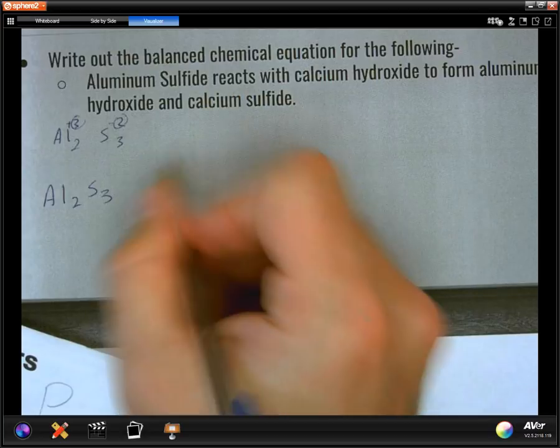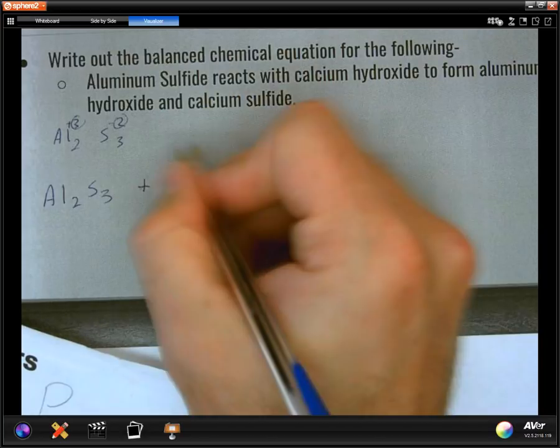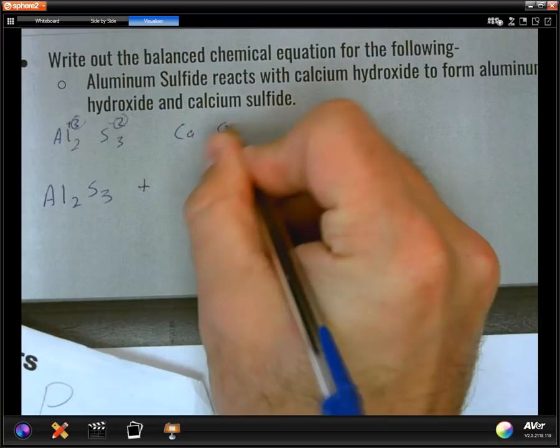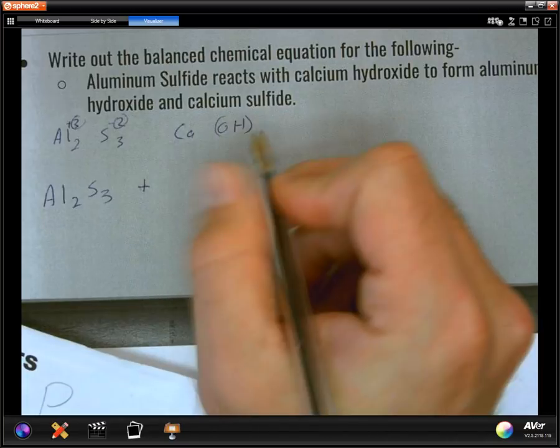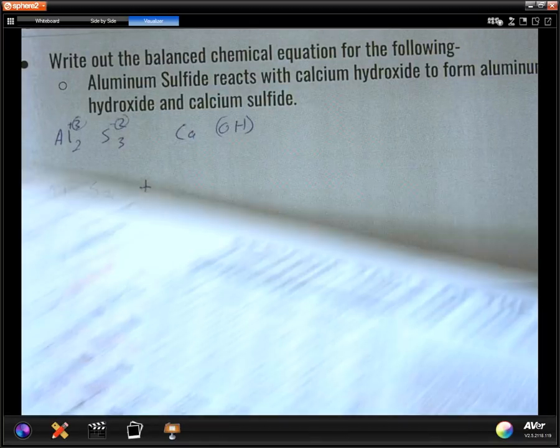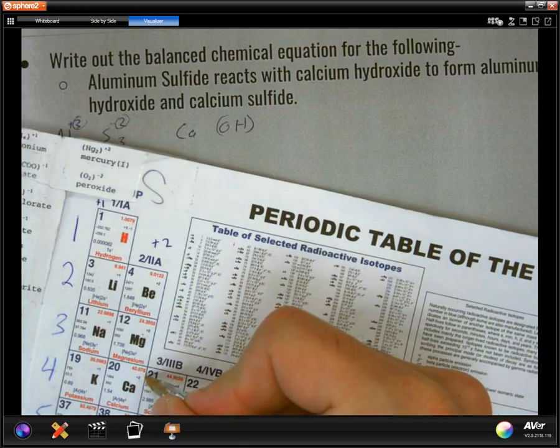Then as I read, it reacts, that's a plus, with calcium hydroxide. So again, what was calcium hydroxide? Okay, well, again, periodic table, calcium is a +2.